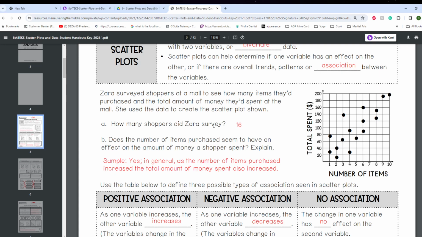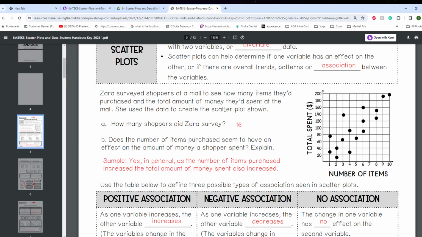How many shoppers did Zara survey? Well, if you look at the dots, that's like each shopper she surveyed. So you can just count the dots. 1, 2, 3, 4, 5, 6, 7, 8, 9, 10, 11, 12, 13, 14, 15, 16. Easy enough, because that's her data points.